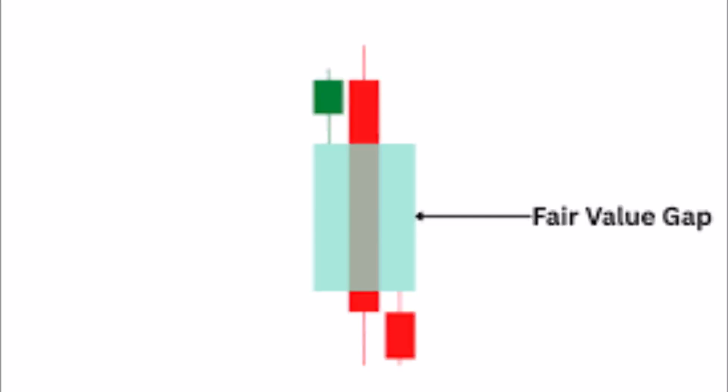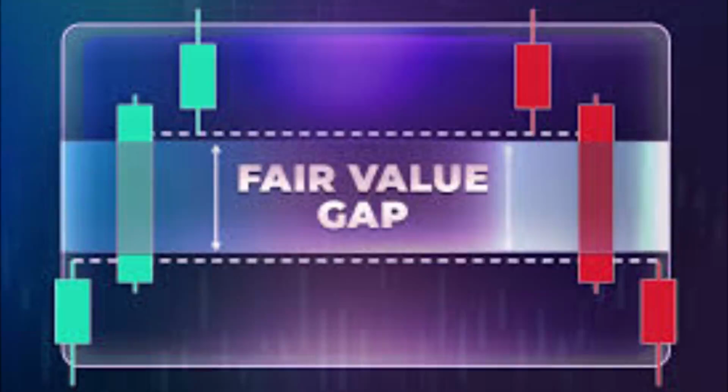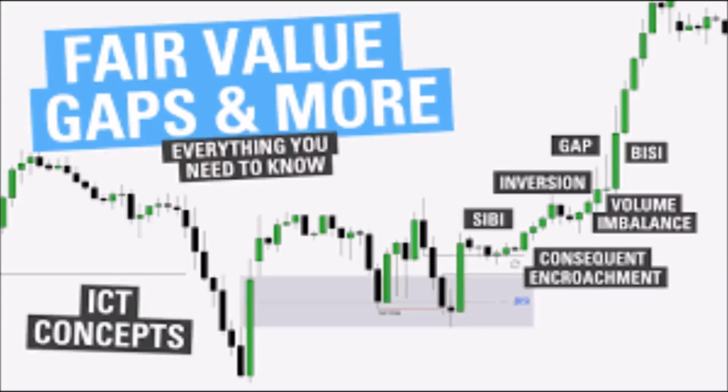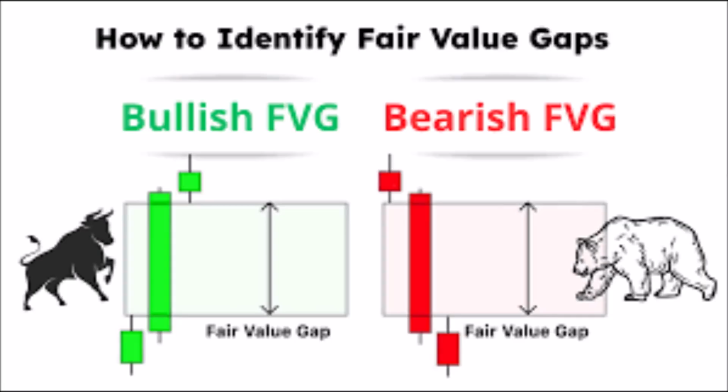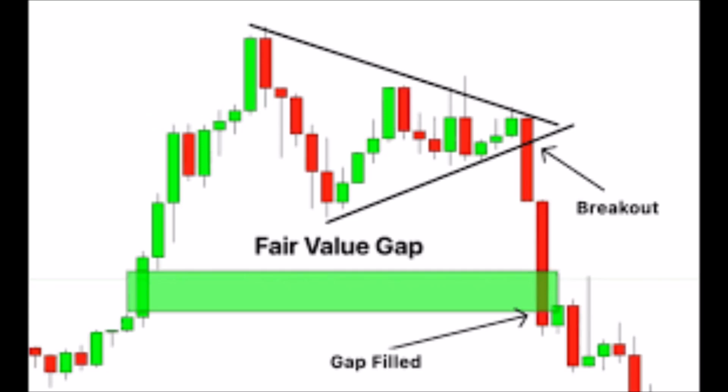Now, how smart money uses fair value gaps. Institutions use fair value gaps to rebalance price, to mitigate unfilled orders, to trigger continuation moves, and to manipulate liquidity. A fair value gap often shows where smart money failed to complete all of its orders. When price returns to fill the gap, institutions complete those positions. This is why fair value gaps are frequently respected zones for re-entries and trend continuation setups.